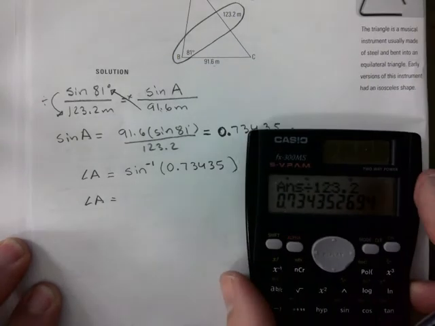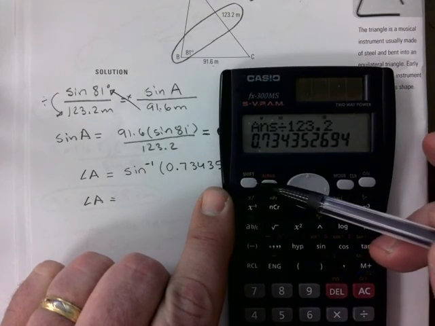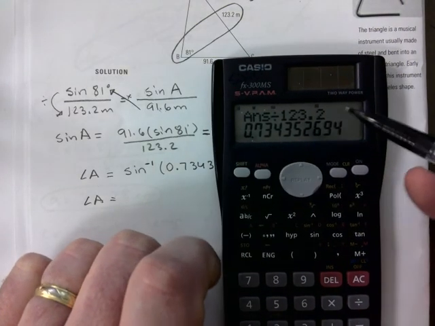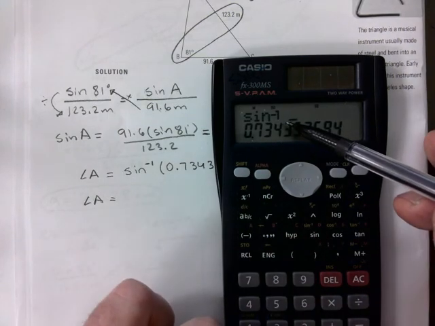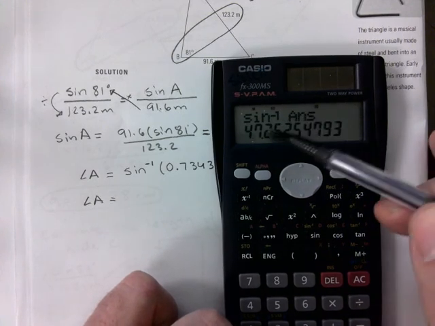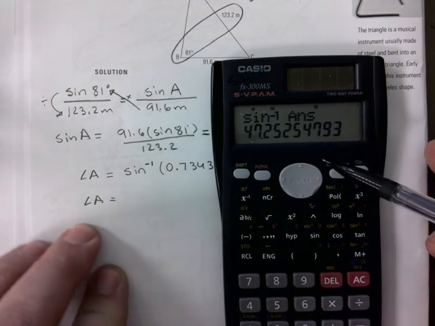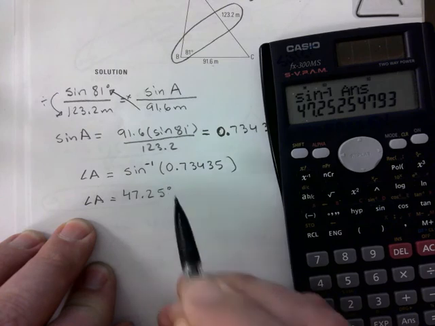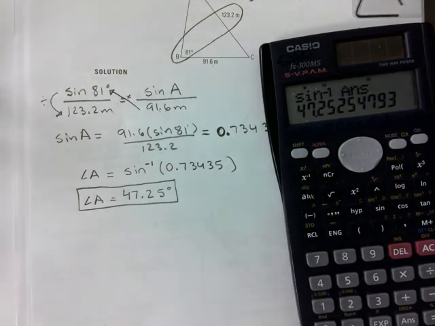So watch this. I still have that on my screen. I'm going to go shift or second or whatever. You have a button that allows you to select sine inverse. So shift, and then I press sine. It calls that. And when I press equal, it will automatically take the inverse of that answer I had on my screen. So I'm using all decimals here. And so I get 47.25 degrees. You're finding an angle, remember? It has to be in degrees. 47.25.